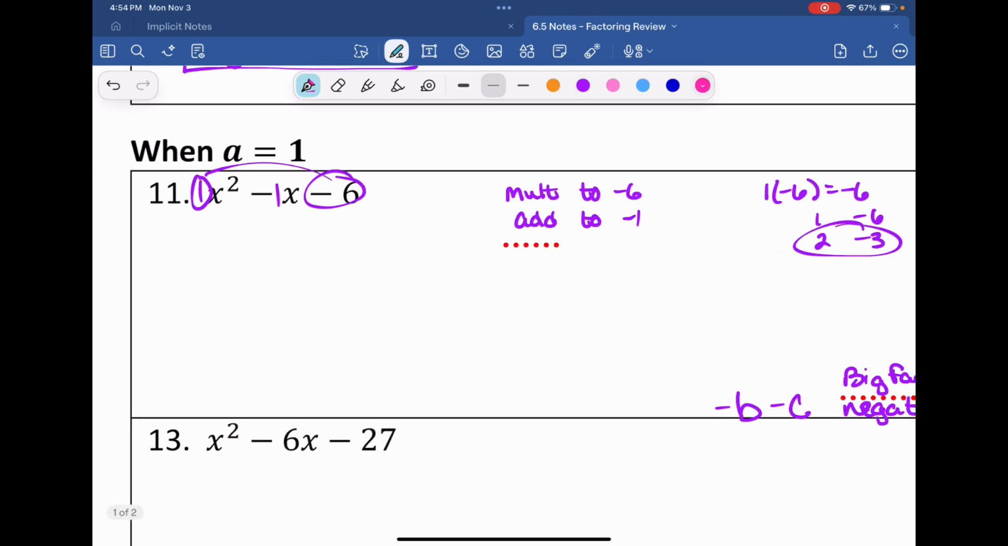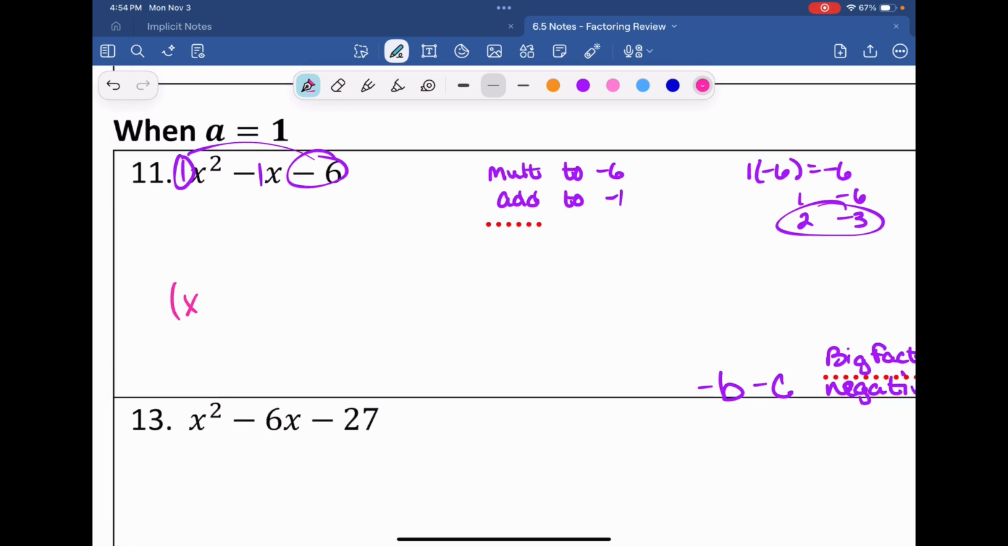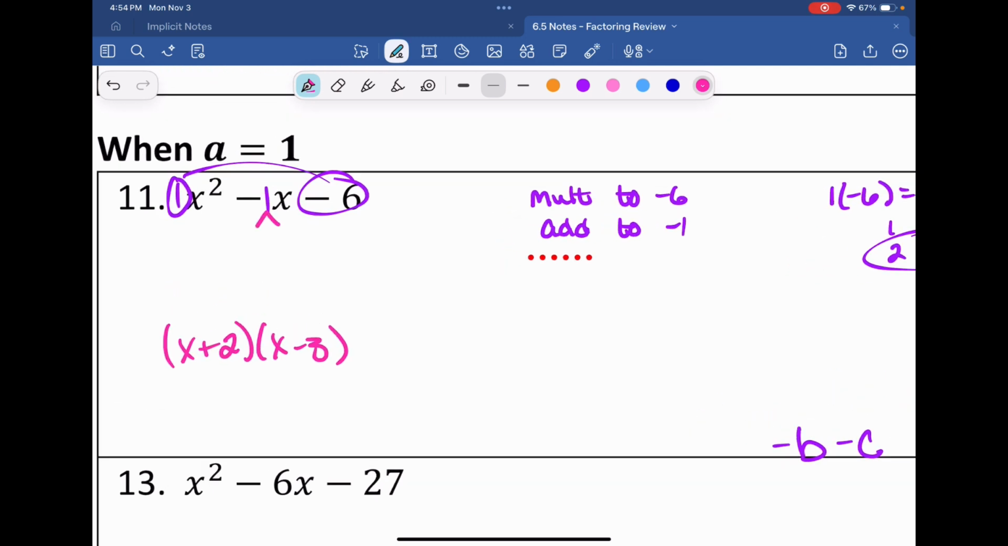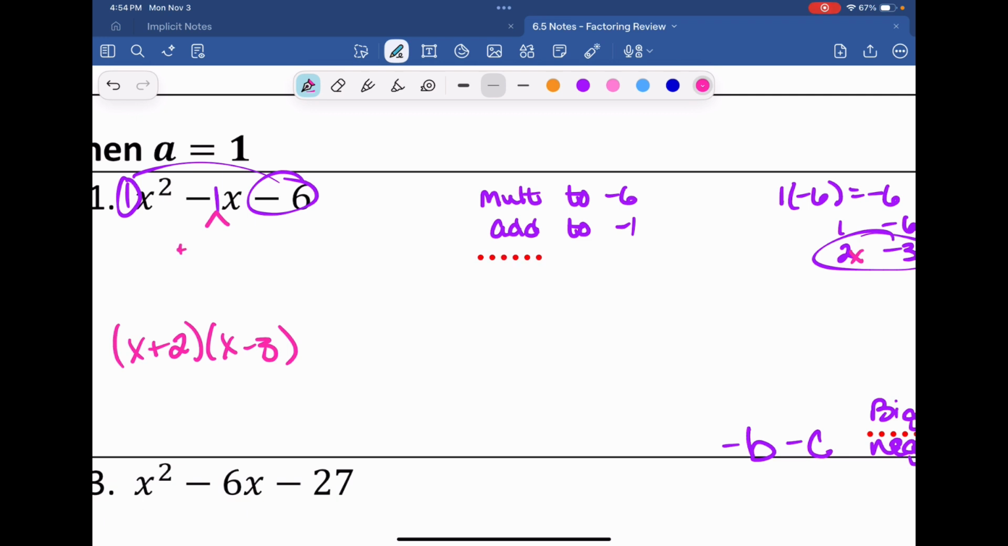If your leading coefficient is a 1, which it is, I can go right to my factor pairs and say x plus 2, x minus 3. If you don't recognize that, then you can still break it up: positive 2x, negative 3x, bring down your minus 6, and your x squared.